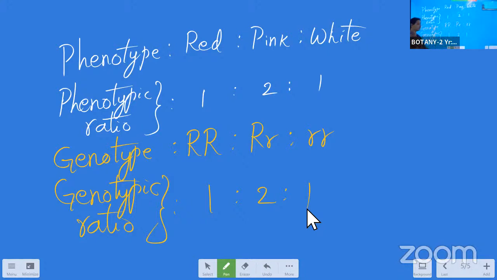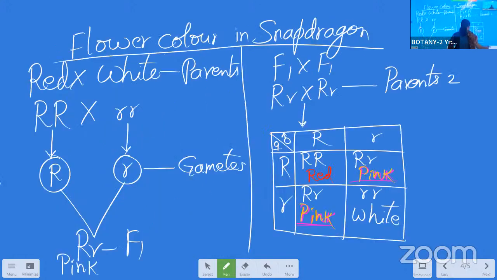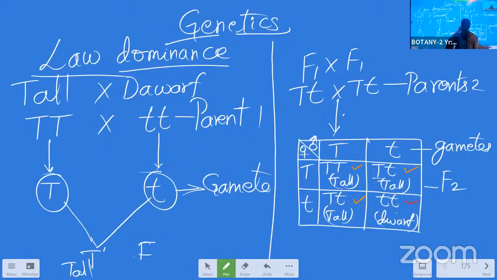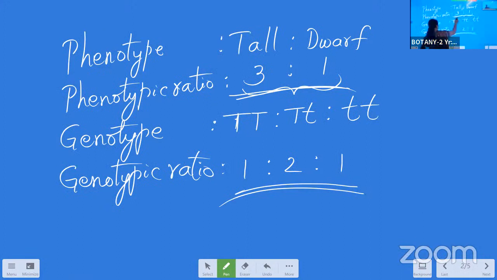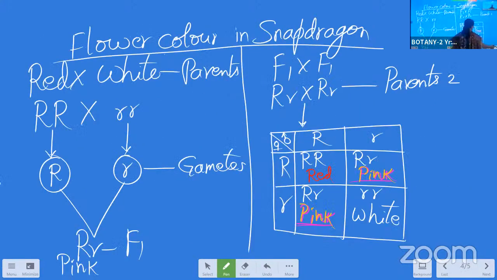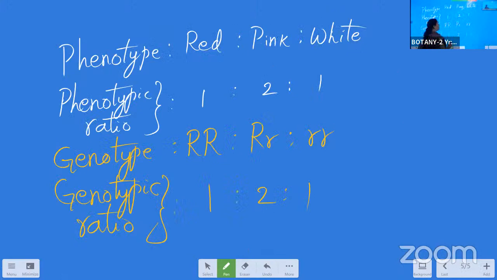So where is the change in this? Why is it not following the Mendel's law of dominance? Because in the Mendel's law of dominance, here you can see the phenotypic ratio. That is the 3:1 is the phenotypic ratio according to the Mendel's law of dominance. But in the incomplete dominance, we will see the phenotypic ratio is going to change from 3:1 to 1:2:1. That's the one what we have to write.